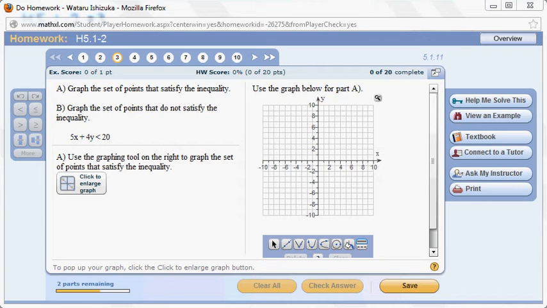Okay, let's look at the homework 5.1, 5.2, number 3. All right, so what we want to do is sketch the solution set of this inequality: 5x plus 4y is strictly less than 20. All right, so let's do that.